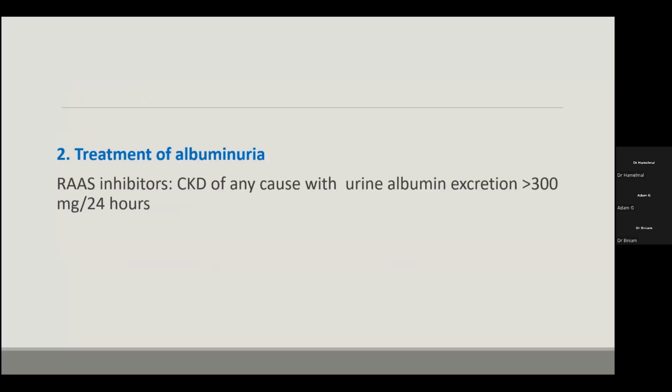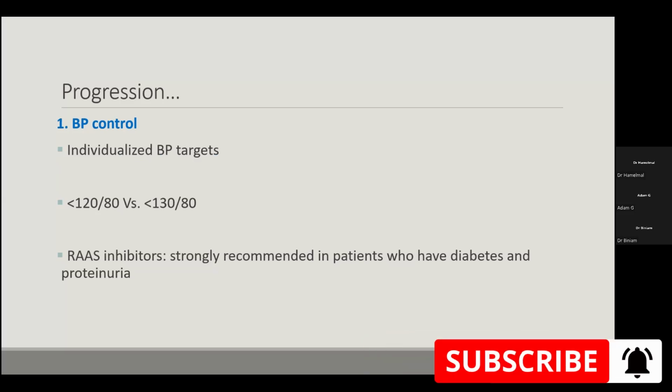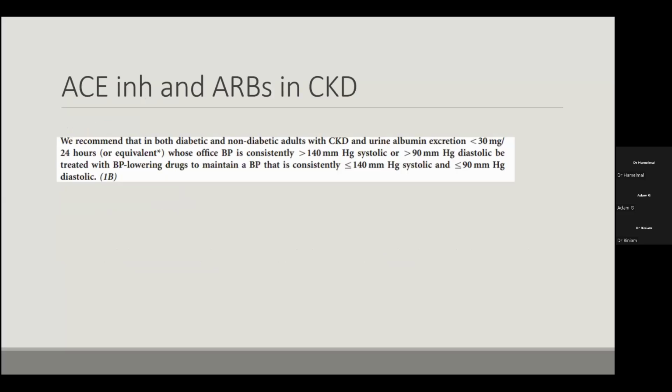So treatment of albuminuria. RAS inhibitors: CKD of any cause with severely increased albuminuria, that is greater than 300, should be started on RAS inhibitors, whether they are diabetic or non-diabetic. For hypertension control, you can choose any of the antihypertensives, but we strongly recommend RAS inhibitors, especially in diabetic patients and patients with proteinuria. But for other patients, there is no preference of drug. So ACE inhibitors and ARBs are used in CKD.